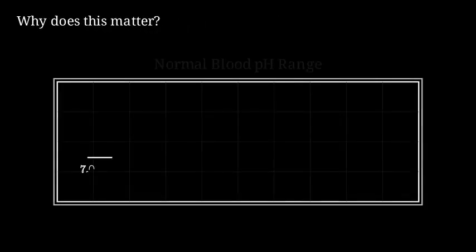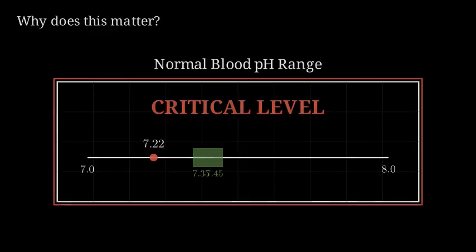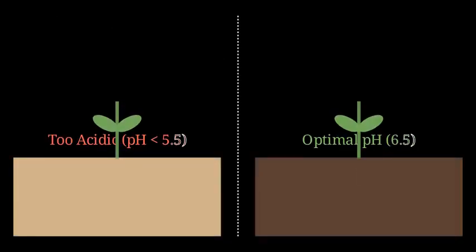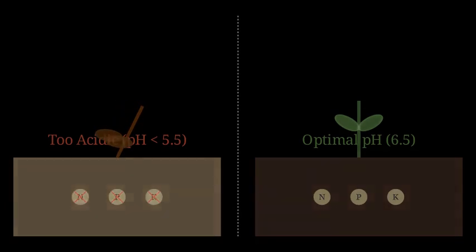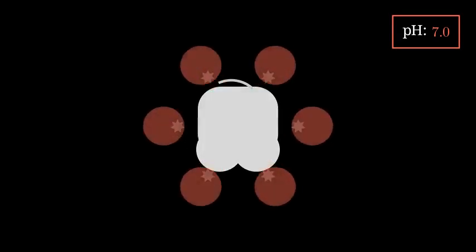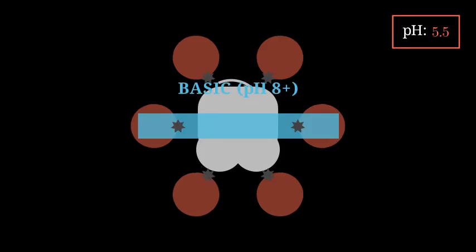Why does this matter? Because life is a delicate pH balance. Your blood stays strictly between 7.35 and 7.45. If it moves even slightly outside that range, it's a medical emergency. Plants are just as picky. If the soil is too acidic or too basic, certain nutrients become locked away, and the plant starves. Even in your mouth, if the pH drops below 5.5, the acid produced by bacteria starts to dissolve your tooth enamel. This is why we use toothpaste, which is mildly basic, to neutralize that acid after a meal.